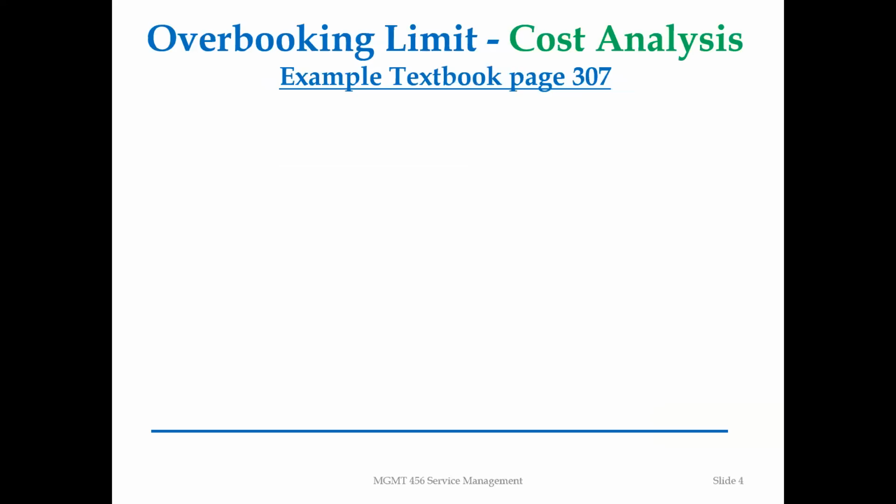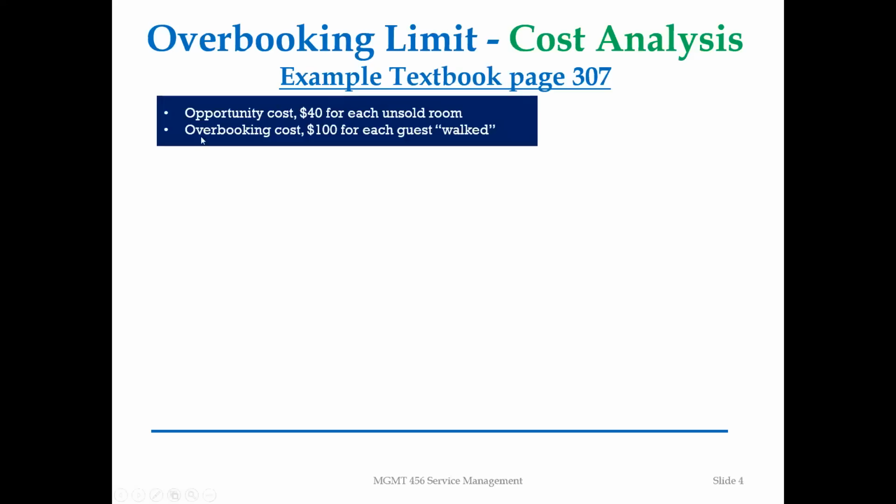It's called opportunity cost. So for example, for this particular case, the opportunity cost for each empty room is $40. So if you have 1 empty room, that represents an opportunity cost of $40, because otherwise I could have sold the room for $40 per night. So this empty room has a cost, which is $40. It's called opportunity cost.